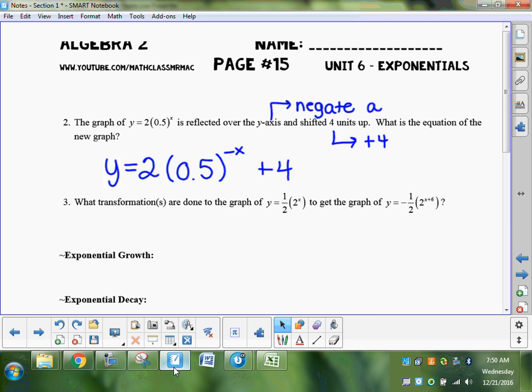So if we're trying to shift this out, we're not going to negate the a, but we're going to negate my input. Okay? What transformations do we have to do to get this graph from this one? There's 2 of them, and we always think of it in terms of an order of operations, but handle the inside going out. What would be the first transformation that we did?